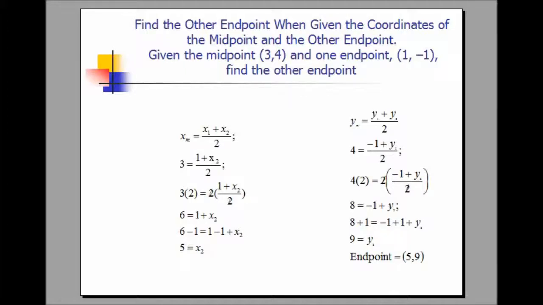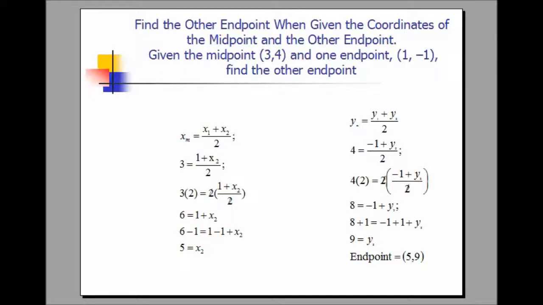In this problem, we are given one endpoint and a midpoint, and we're asked to find the other endpoint. We're told that the midpoint has the coordinates 3, 4, and the endpoint that we know has the coordinates 1, -1. We find the other endpoint.